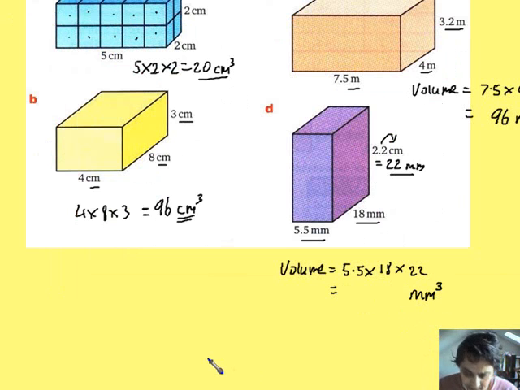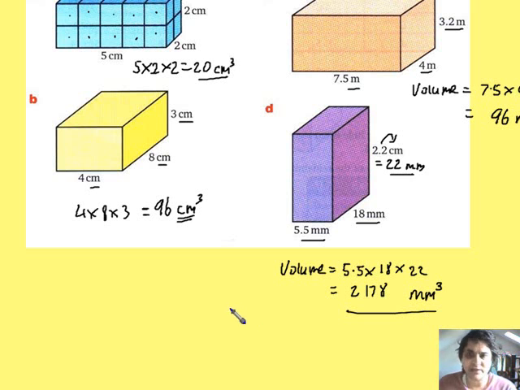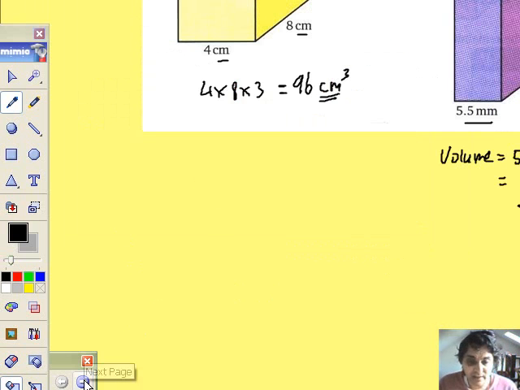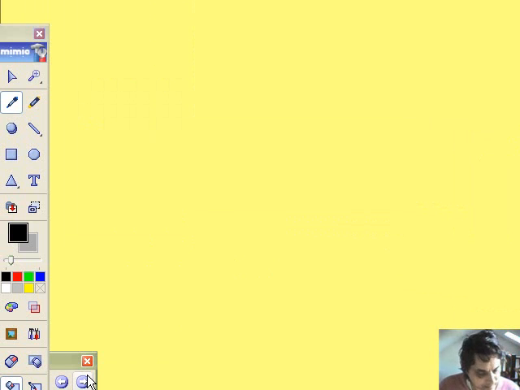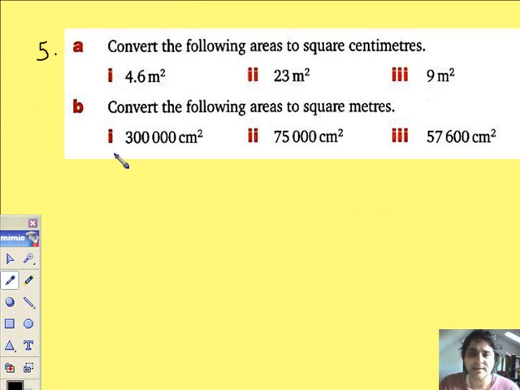Alright, so here I go. 5.5, 18, and times that by 22. That will give us 2,178 millimetres cubed, and that's up to grade, what's that? No, E actually. Here's the grade D stuff. Now look, question 5 says convert the following areas to square centimetres.